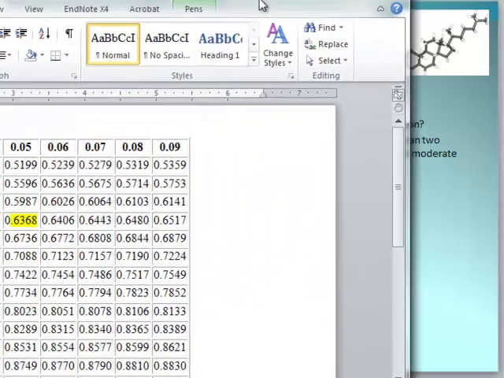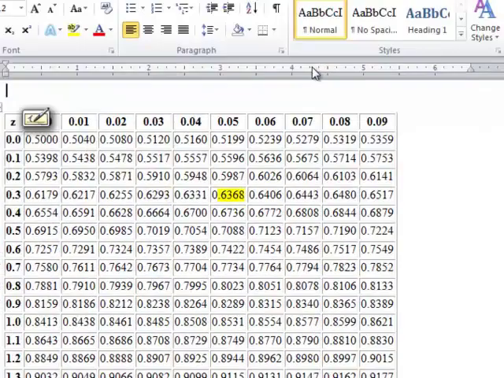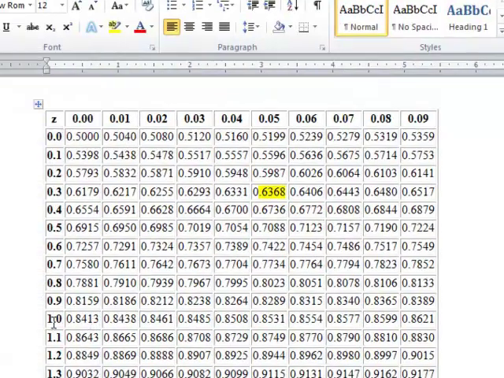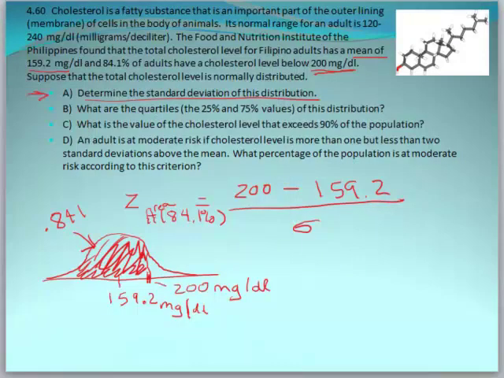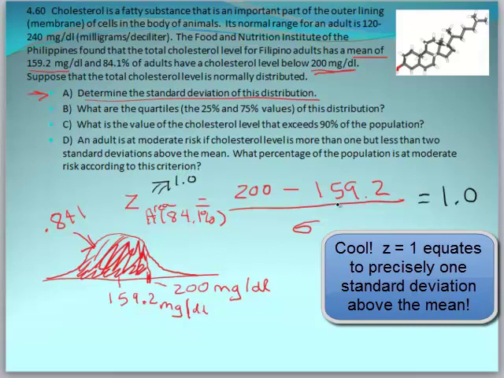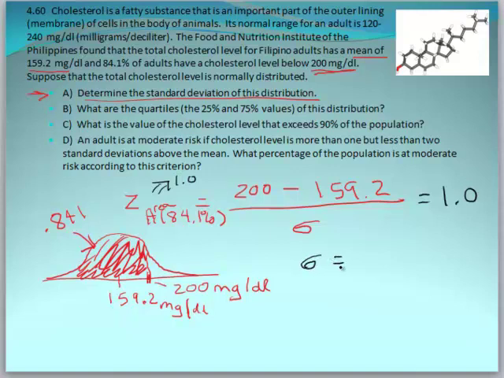So we're going to look for the value of 0.841, and that's about 1.00 on the z scale. So that's nice and easy to remember. We'll say that z right here is 1.0, because that's what that is. Now all we have to do is rearrange and solve for the standard deviation, and we should find that standard deviation is 40.8582, if you really want to take it way out there.